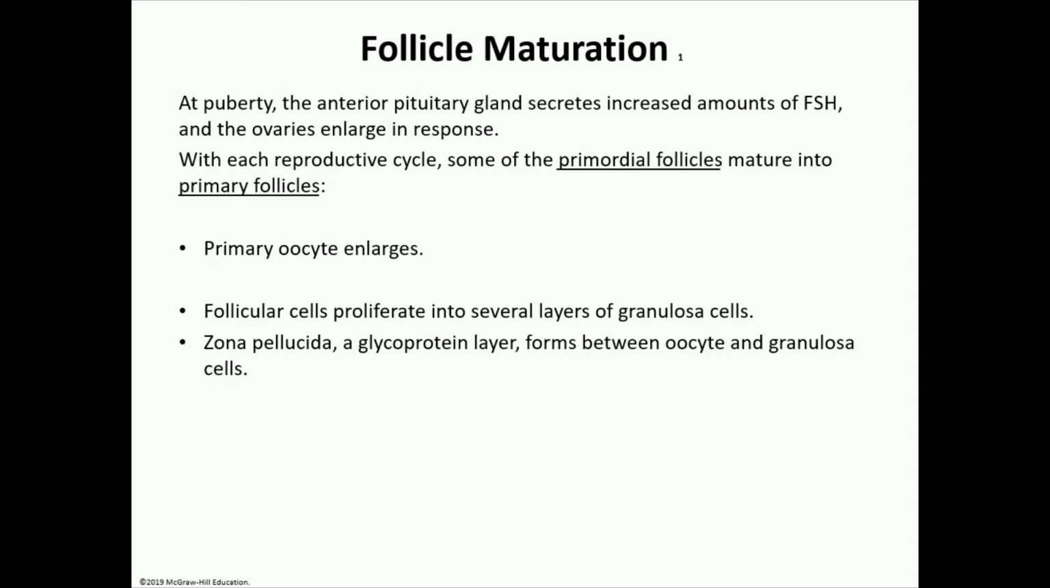It'll lead to the enlargement of the primary oocyte. The cells surrounding it, the follicular cells, will start to proliferate into several layers, and those layers are known as the granulosa cells. We also develop a zona pellucida, which is a pale zone made out of glycoprotein, and it forms between the oocyte and the granulosa cells.